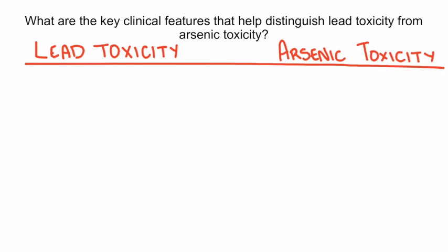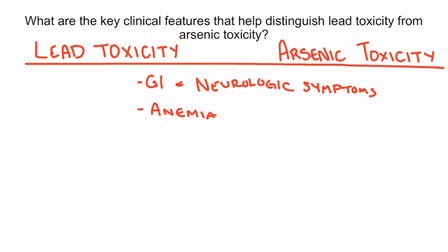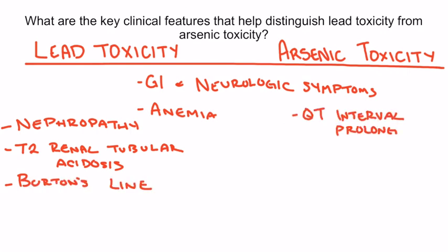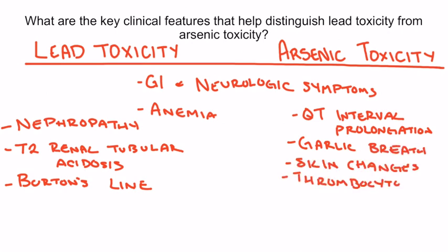The clinical features of lead and arsenic toxicity in adults are very similar and hence often confused on exams. So let's take a moment to delineate all the similarities and differences. Both lead and arsenic toxicity can lead to GI symptoms, neurologic symptoms, and anemia. Lead toxicity specifically can lead to nephropathy, type 2 renal tubular acidosis, and Burton's line, whereas arsenic toxicity can lead to QT interval prolongation, garlic breath, skin changes, thrombocytopenia, and leukopenia, hepatitis, and Mees lines.